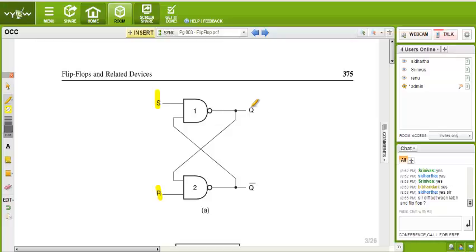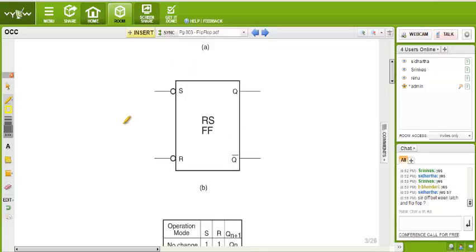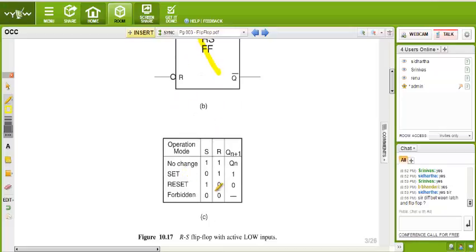It has two outputs, one is Q, another is Q bar. That means whatever the output is here, it is the complementary form below. That means if Q is equal to 0, then obviously Q bar is equal to 1. Now see, this is the block diagram of the RS flip-flop. Now the truth table of an RS flip-flop.